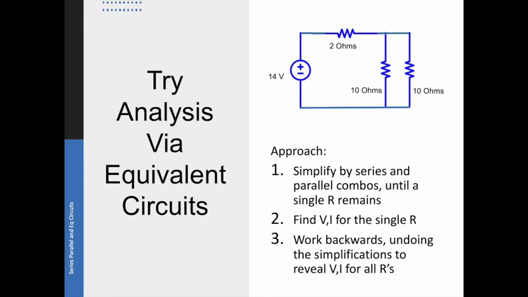So here's our technique. Once again, simplify by series and parallel combos until we have just a single resistor. Use Ohm's law to find the voltage and current for that resistor. Then work backwards, undoing the simplifications to reveal voltage and current for all the resistors in the circuit.